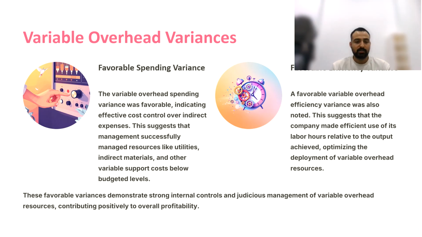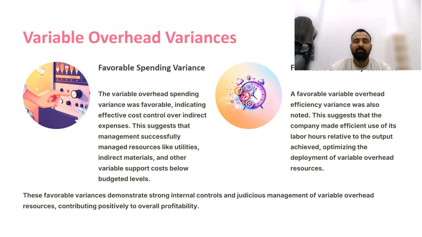Now let's discuss variable overhead variances. The company recorded a favorable spending variance, which means the indirect costs, such as utilities and support materials, were kept below the budgeted levels. And this indicates effective cost control and good management of variable overhead resources.